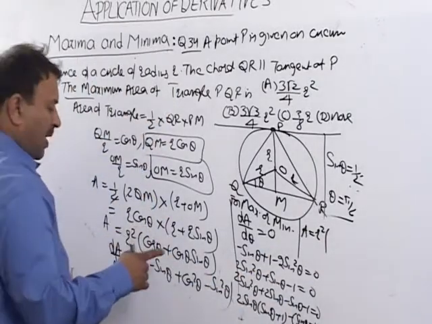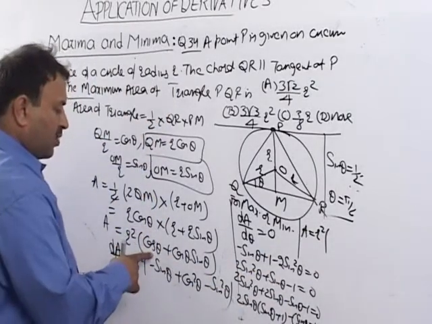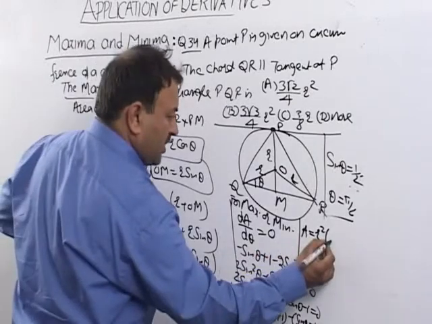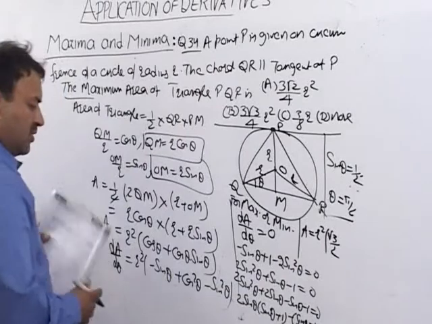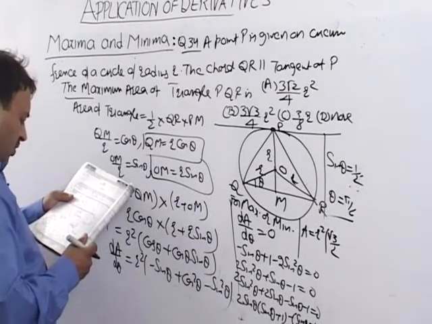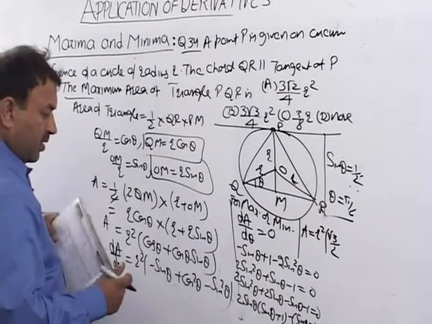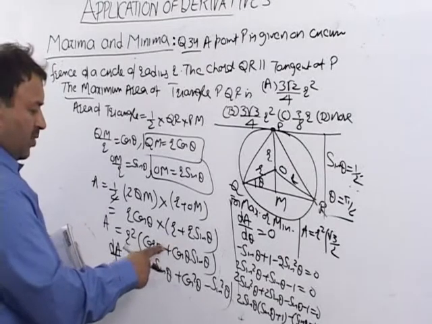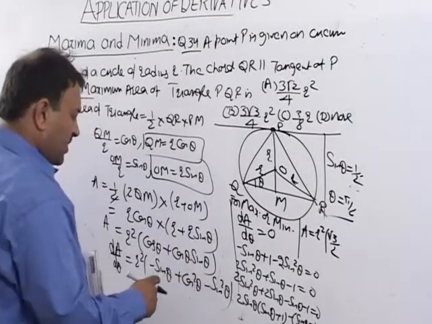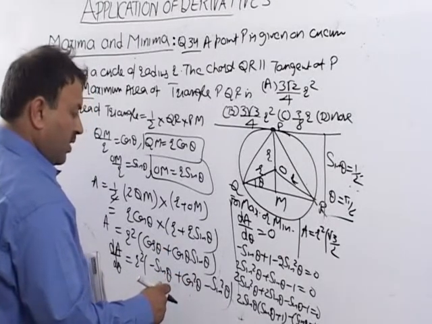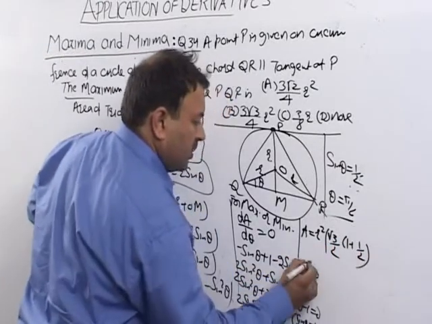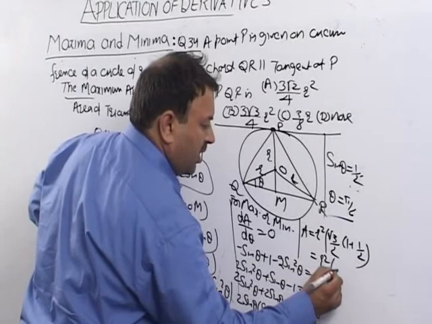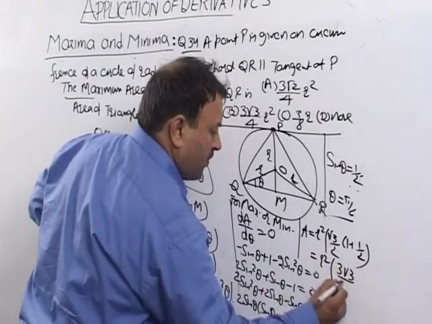pi by 6, cos pi by 3. It comes out to be cos pi by 3. Cos pi by 6 is root 3 upon 2, root 3 upon 2 plus root 3 upon 2. This is r square root 3 into 2 into (1 plus 1 by 2). This is r square into 3 root 3 upon 4.